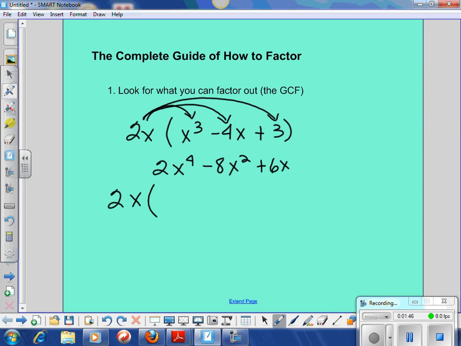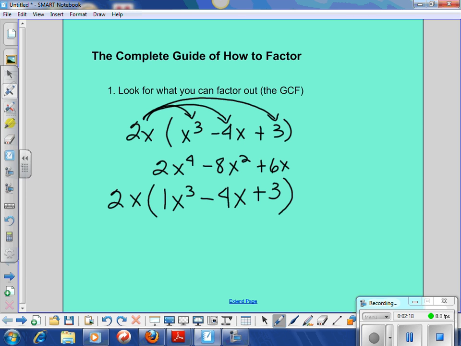So now you divide. Start with your coefficient. What's 2 divided by 2? 1. What's x to the fourth divided by x? x to the third. Our minus sign, what's 8 divided by 2? That's 4. What's 4x? What's x squared divided by x? That's simply x. Our plus sign, 6 divided by 2 is 3. x divided by x is just 1.